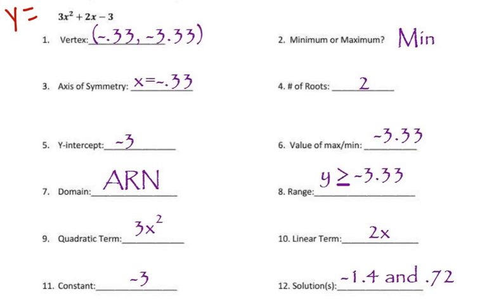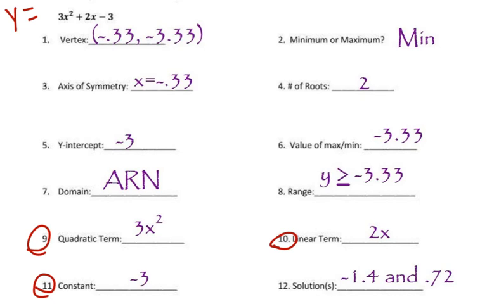To find the vertex, before I found the vertex actually, I would look and say I can find the quadratic term. It's a number with x squared, so 3x squared. I can find the linear term. It's a number with x, so 2x. I can find the constant. It's a number by itself, so negative 3.